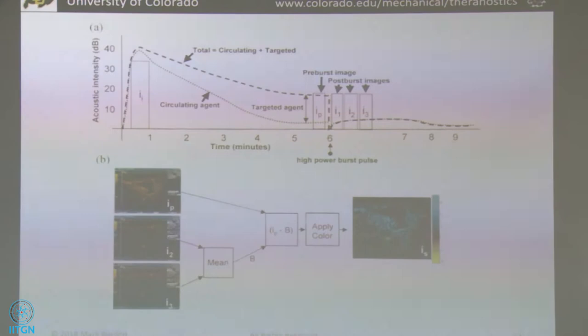And then you send in a higher power pulse that fragments and destroys all the bubbles. It destroys the freely circulating bubbles and the bound bubbles, okay? And so when you do that, you get reflow of freely circulating bubbles perfusing back into the tissue. So that's here. You grab some post-burst images and collect those images. Then you do a subtraction. You have the pre-burst image here, the post-burst image here, you subtract them, and that gives you your bound bubbles.